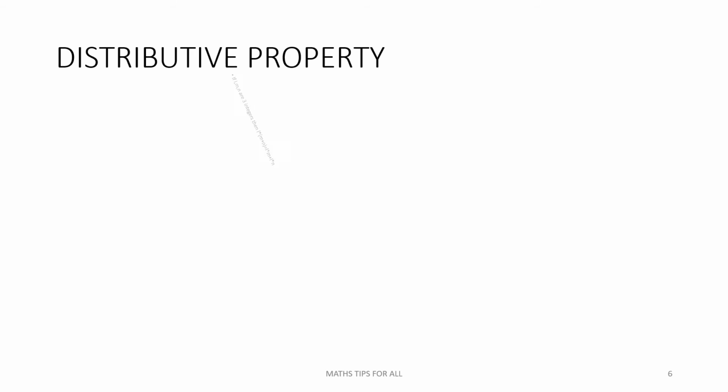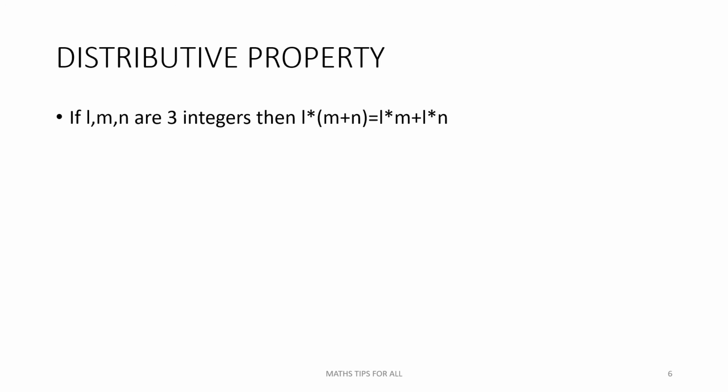Let's move on to distributive property. According to this property, let's consider L, M and N, three integers, and L into braces M plus N is equal to L into M plus L into N. Here what we are doing is, simply you can remember this: L is multiplied inside with M, and L into N. Already in algebra we have learnt about this.